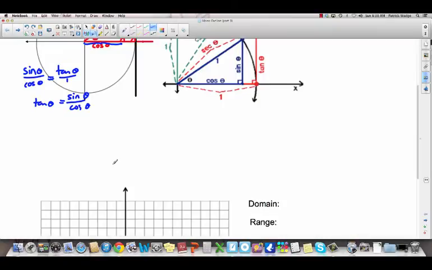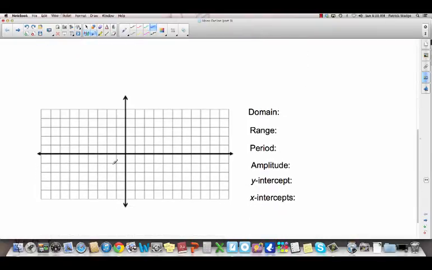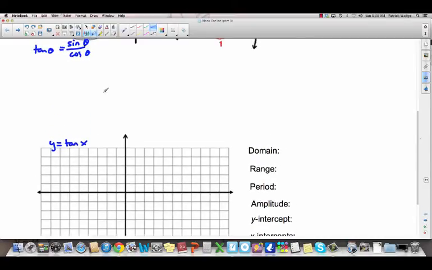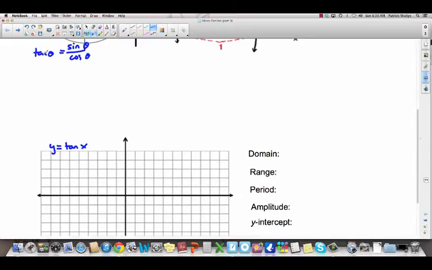Okay, now what we're going to do is learn how to graph the tan function. So we're going to graph y equals tan x. We've already done sine x and cosine x. We have to do tan x. And remember, we're going to use the fact that tan theta equals sine theta over cosine theta. Because you're dividing by cosine theta, that means that tan theta is undefined.